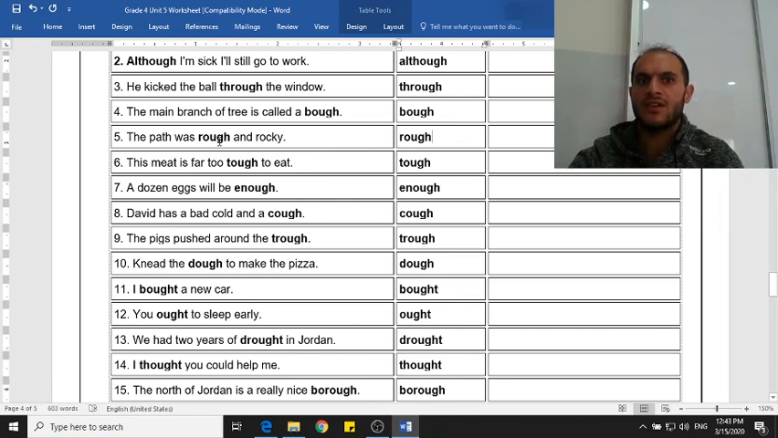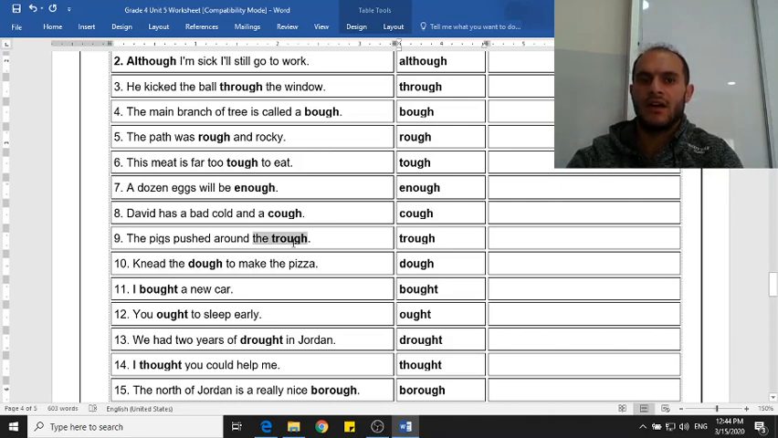So the path was rough. Again, rough. This meat is far too tough. Again, tough. The next word is enough. A dozen eggs will be enough. Enough. This word also has an F sound. So we say, David has a bad cold and a cough. Again, cough.